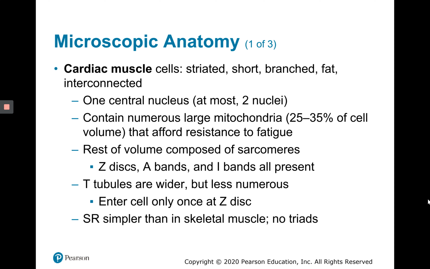Our last topic for PowerPoint 17A is microscopic anatomy. Cardiac muscle cells are striated like skeletal muscle cells, but their structure does differ. Cardiac muscle cells are short, branched, fat, and interconnected. They only have one central nucleus and many mitochondria, so that makes them resistant to fatigue.